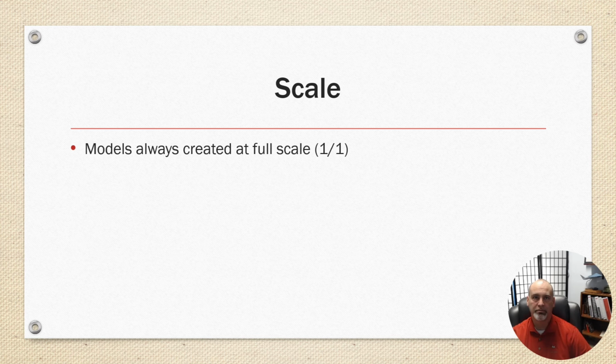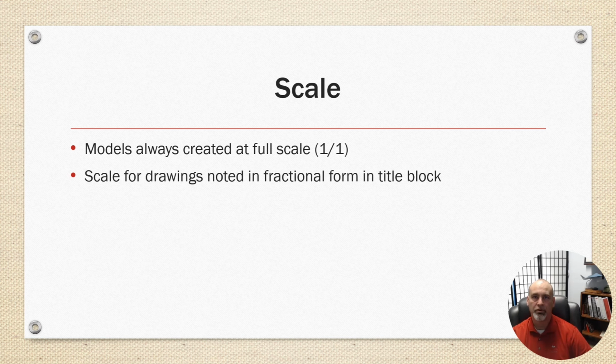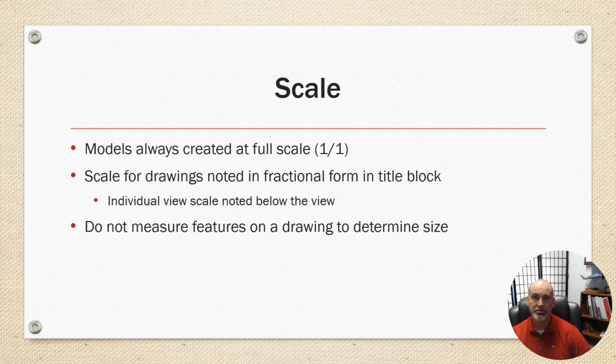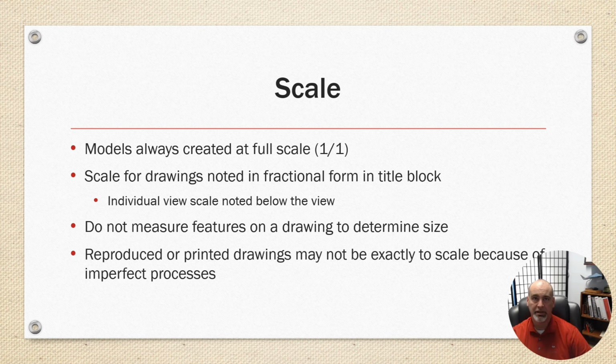Scale. Models are always created at 1:1 scale, solid models. The scale for drawings is noted in a fractional form on the title block or in a ratio, and individual view scales are noted below the view if it's different than what the sheet scale is. Do not measure features on a drawing to determine their size, and reproduced or printed drawings may not be exactly to scale because of imperfections in the process. So you always use the dimension values, not the size of the actual one-to-one print if it's a one-to-one.